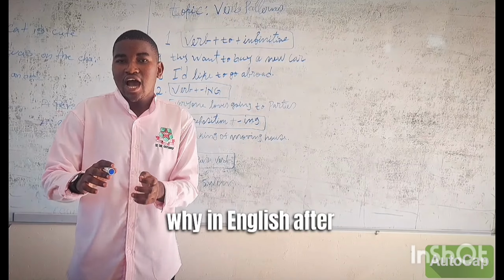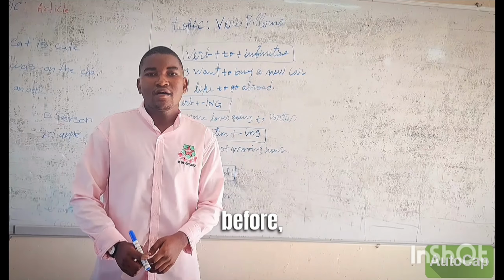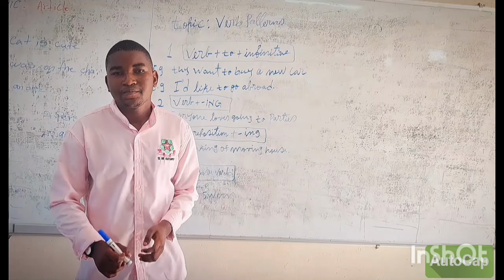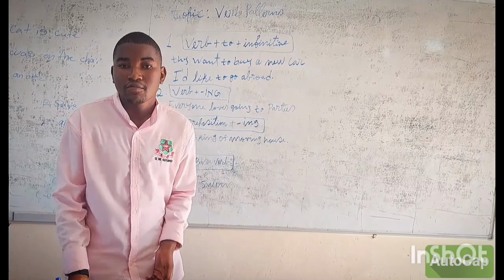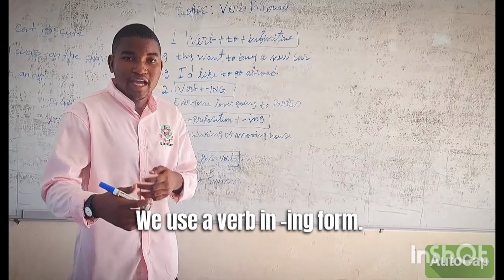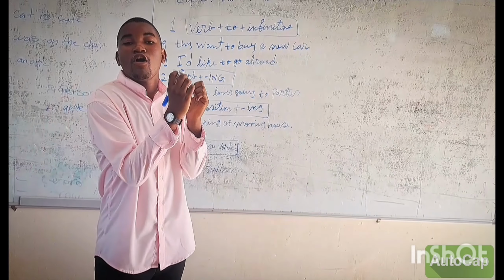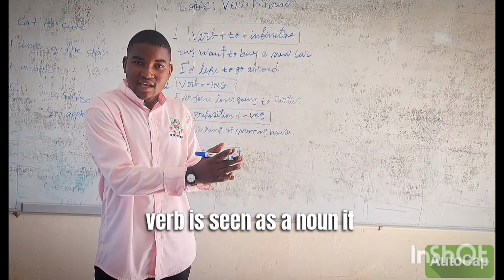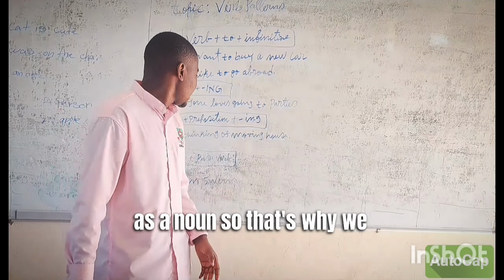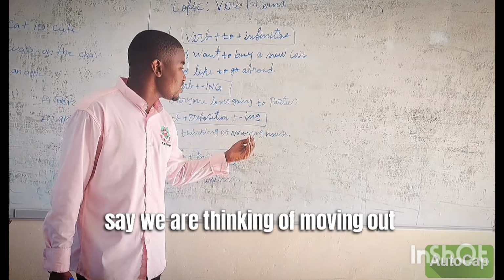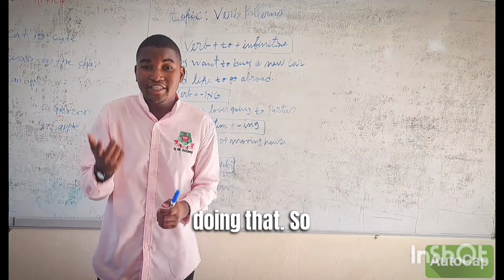And then we have verb plus preposition plus verb in ing. Why? In English, after a preposition such as for, before, of, we use the verb in ing form. For example, we are thinking of moving house. We are thinking of moving house because the next verb is seen as a noun. It is not just a verb, but a noun. So that's why we say we are thinking of moving house. I would never even think of doing that, for example.